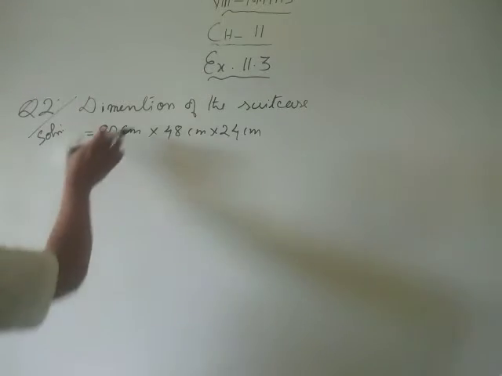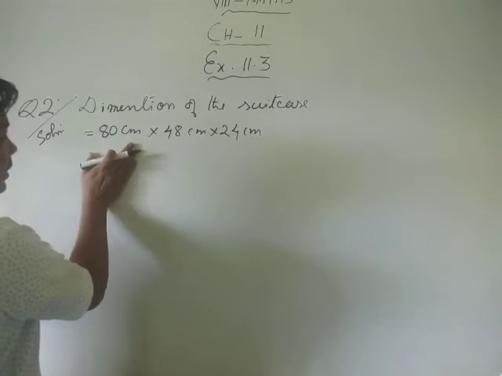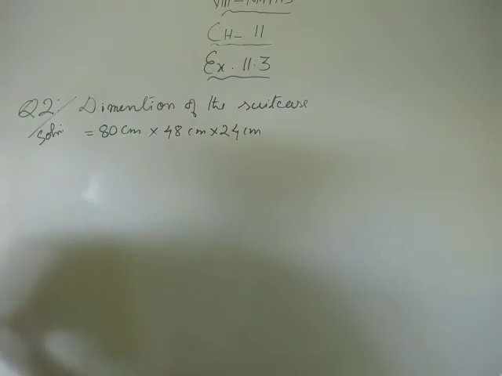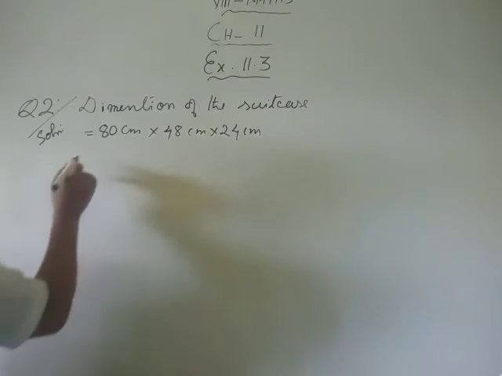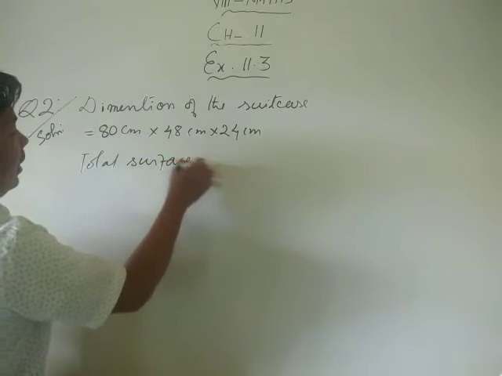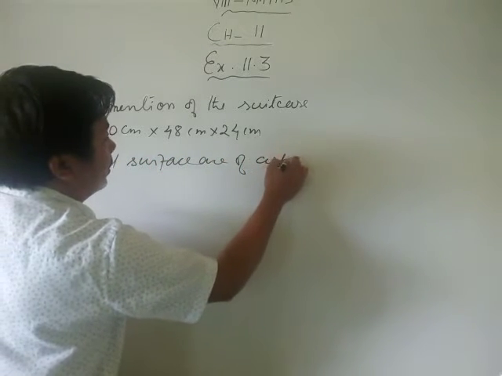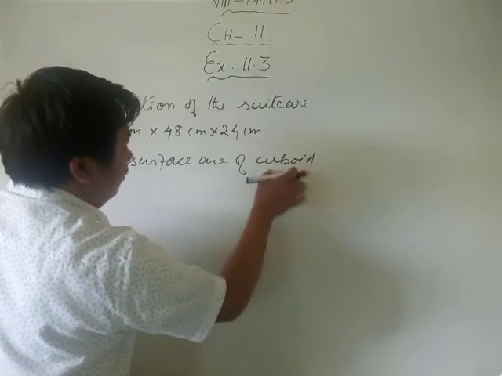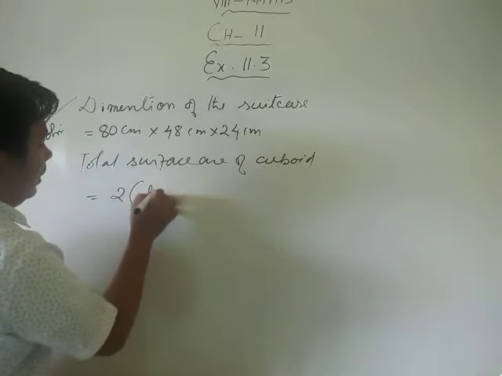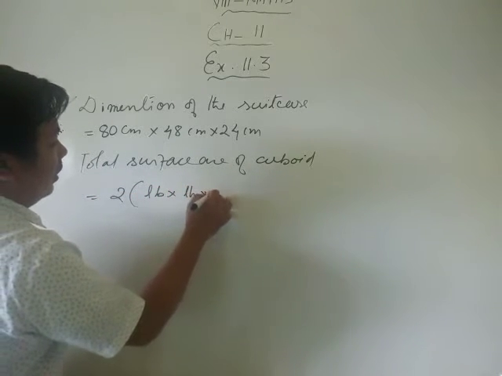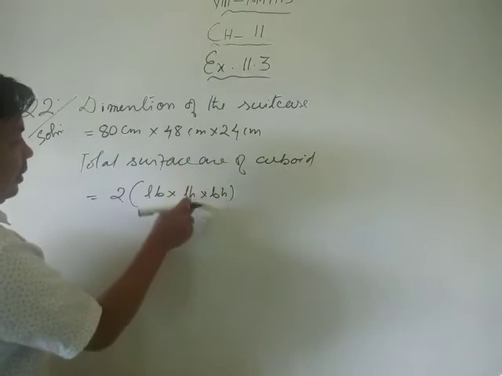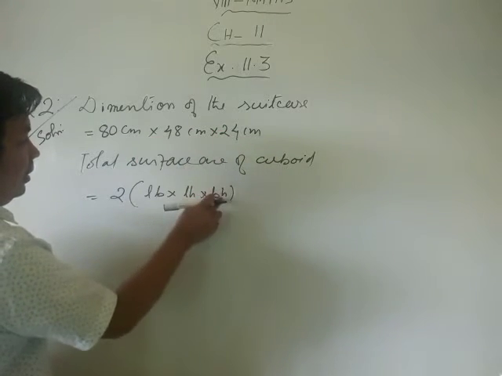First we have the dimensions of the suitcase, 80 centimeter by 48 centimeter by 24 centimeter. These are the length, breadth and height of the suitcase. We know that the total surface area of a cuboid, and the suitcase is the shape of a cuboid, is equal to 2 into (LB plus LH plus BH), where L is length, B is breadth and H is height.